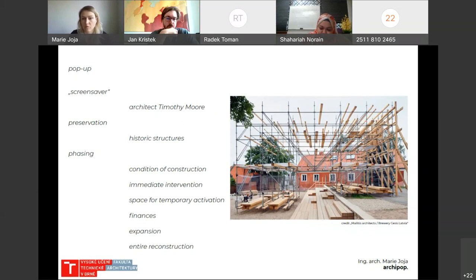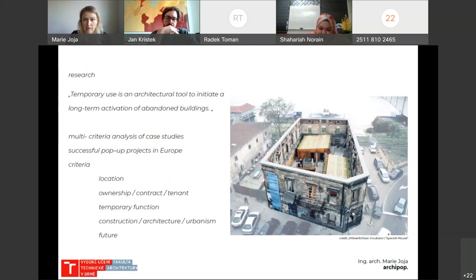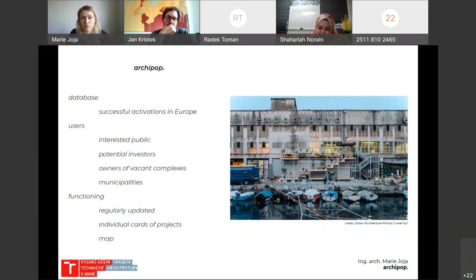And in my research, I started by analyzing case studies of successful projects to learn how they function and how they are able to make the functioning of the building more permanent. These case studies I collected into a database called Archipop, which collects successful projects of these temporary activations in Europe.